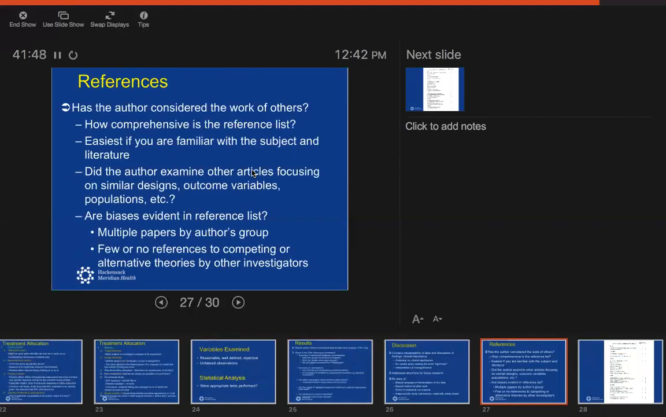And then the last area to look at, and this you can only really do if you know the literature, is the references section. Has the author considered the work of others, and how comprehensive is the reference list? If you're familiar with the topic, you might know that they're not citing other works, maybe competing theories or different groups who have a different explanation for something. If you're not that knowledgeable about the material, you're not really going to know how balanced the reference list is.